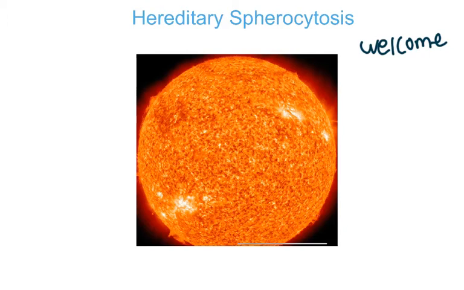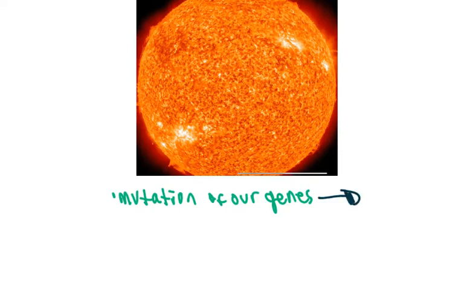Is called hereditary spherocytosis. Alright guys, so let's go and get started. So first, notice the word, it's hereditary spherocytosis. Because it says hereditary, we know it's genetic. So it results in a mutation of our genes, in our DNA, and the mutation actually affects the cell membrane of our red blood cells.